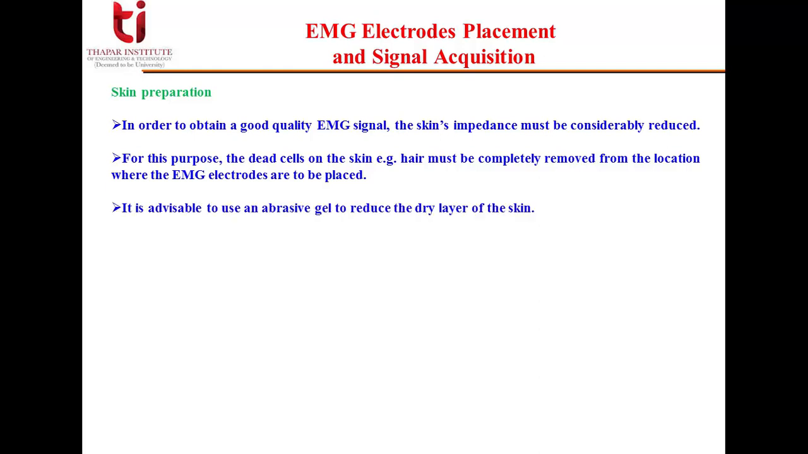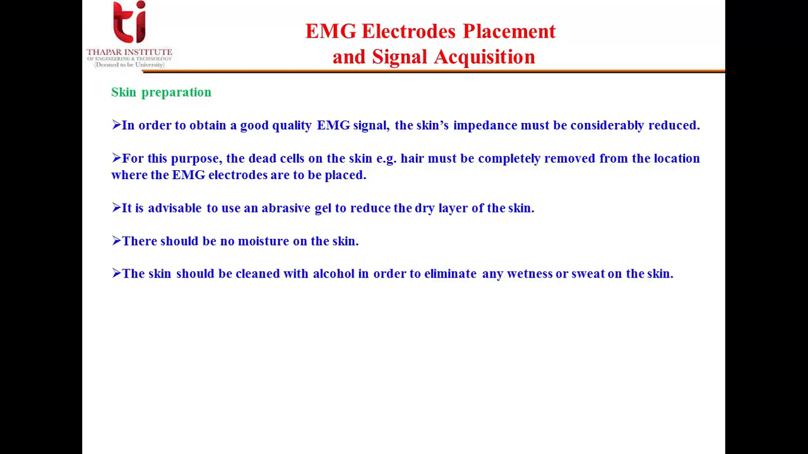It is advisable to use an abrasive gel to reduce the dry layer of the skin. There should be no moisture on the skin. The skin should be cleaned with alcohol in order to eliminate any wetness or sweat on the skin. Next is how we are placing the electrodes.